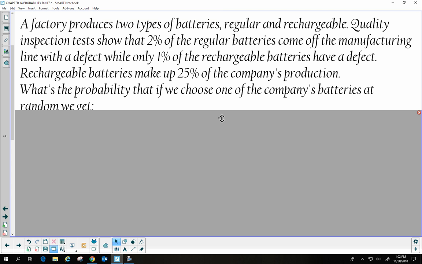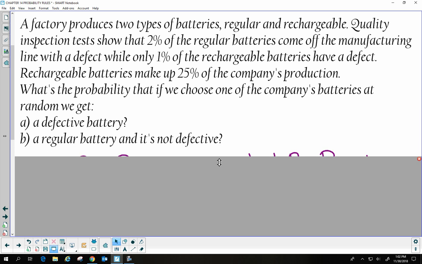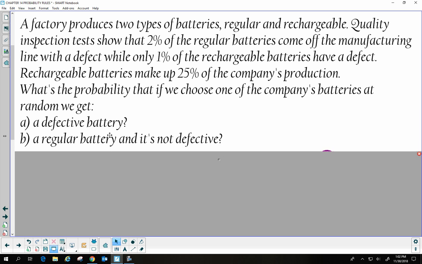So we have these batteries, some rechargeable, some regular, and we know that 2% of the regular batteries are defective, 1% of the rechargeable batteries are defective. And 25% of the batteries this company makes are rechargeable, meaning that 75% are regular. And so we want to answer these two questions. The probability a random battery is defective, and the probability you get a regular battery and it's not defective.